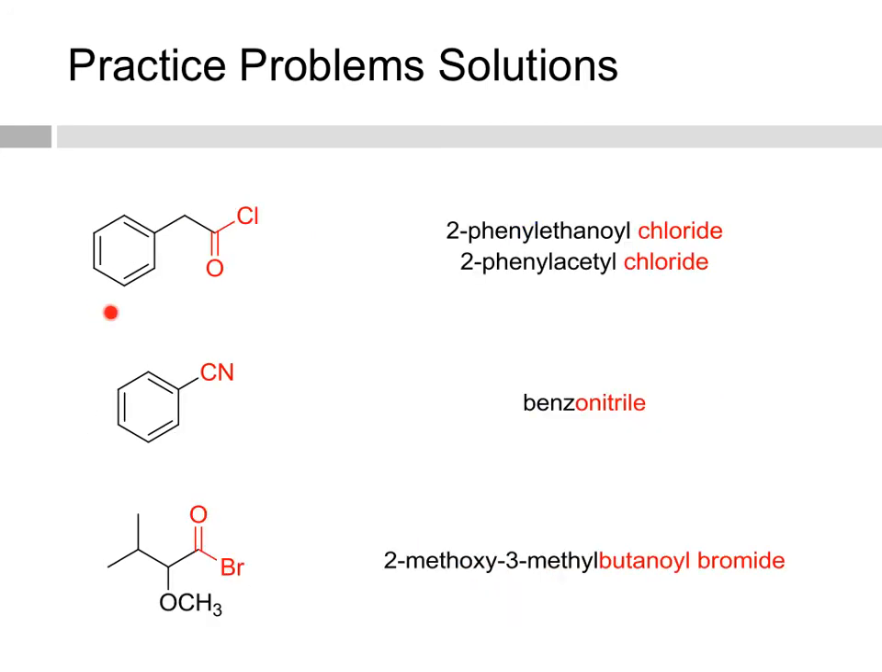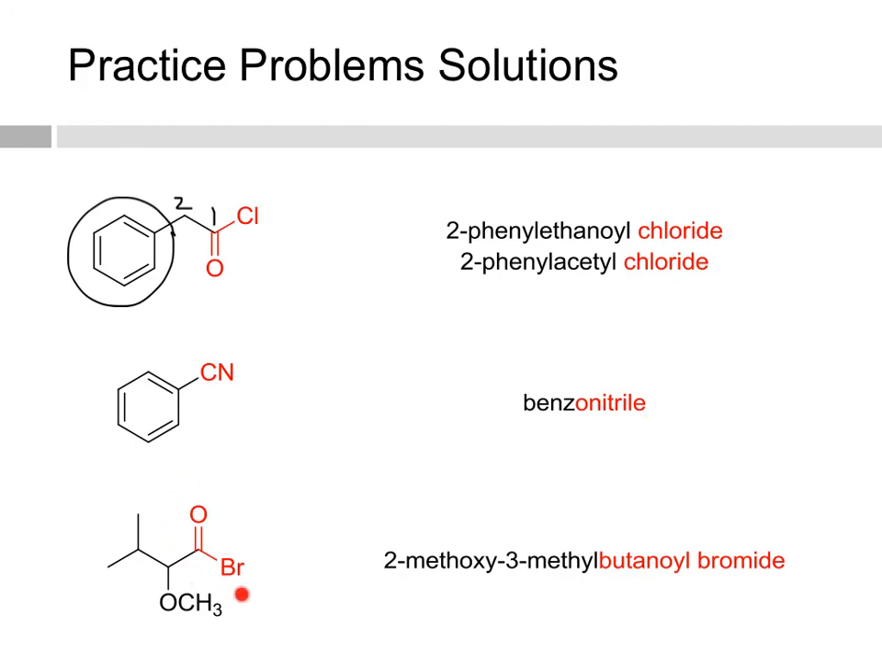Likewise, if we analyze this acid chloride, we're going to name first the parent carboxylic acid, and our parent carboxylic acid is just ethanoic acid or acetic acid. This is an R group, so this is a 2-phenyl ethanoic acid. We're going to change the -oic acid part to -oyl chloride. And so the name is 2-phenylethanoyl chloride or 2-phenylacetyl chloride. Likewise, if we look at this nitrile, the parent name is benzoic acid, and so we have benzonitrile.